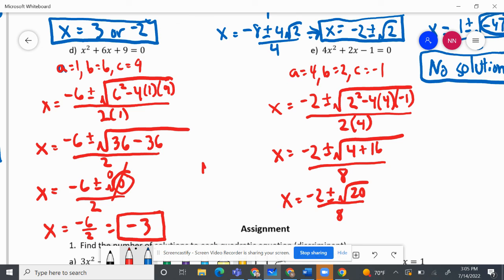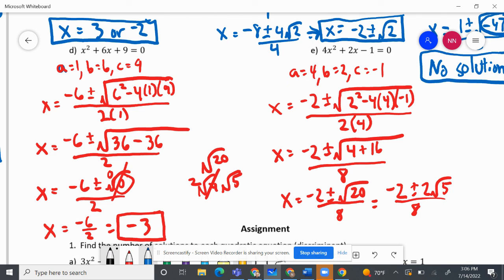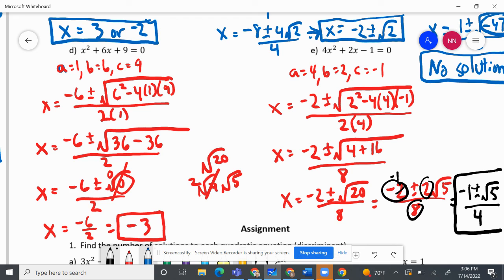And the square root of 20 breaks down to 4 and 5. And we know the square root of 4 is 2. So what we have is negative 2 plus or minus 2 square root of 5 all over 8. Now, if we're looking at this, what we notice is that we have even values, and they're all divisible by 2. So that means that we have negative 1 plus or minus the square root of 5 over 4. Because if we divide all of them by 2, the 2 becomes a negative 1, the 2 becomes a 1, and the 8 becomes a 4.